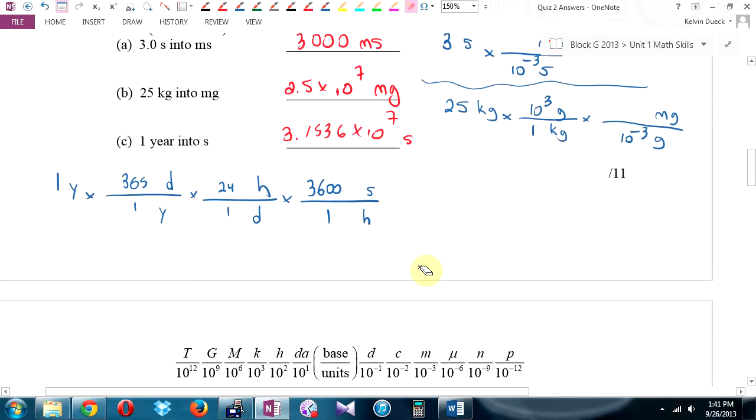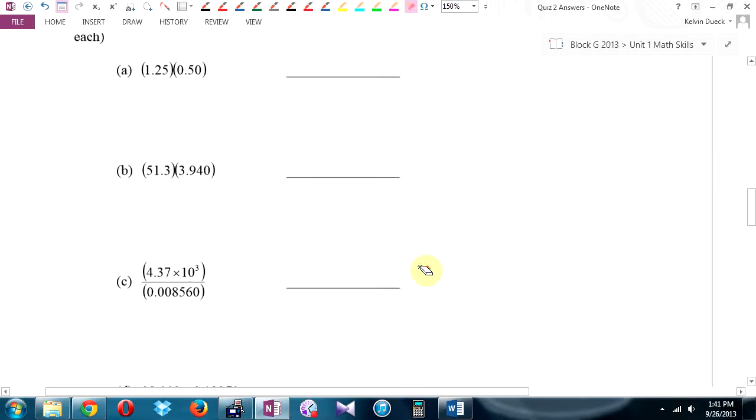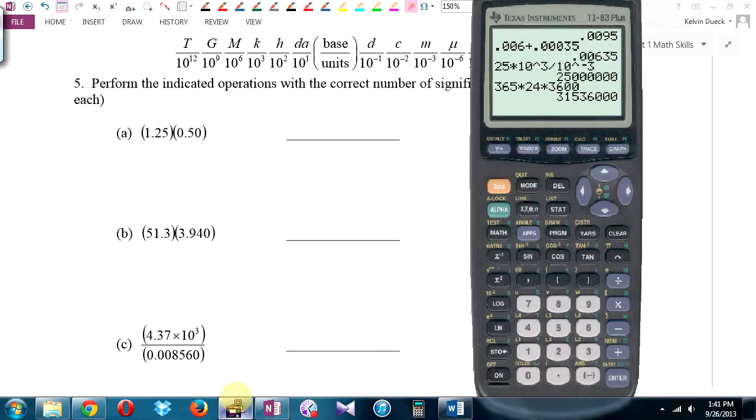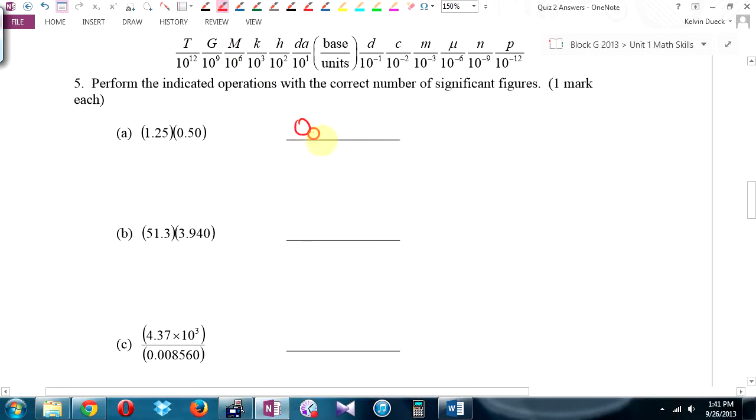You can give yourself a little score at the bottom out of 11 if you want to, by the way. Perform the indicated operations with the correct number of sig figs. 1.25 times 0.5. 2 sig figs, so it's going to be 0.63. I'm going to be fussy here, all or nothing. You could also go 6.3 times 10 to the negative 1, but that's longer than to write it in standard form, so just leave it like this.